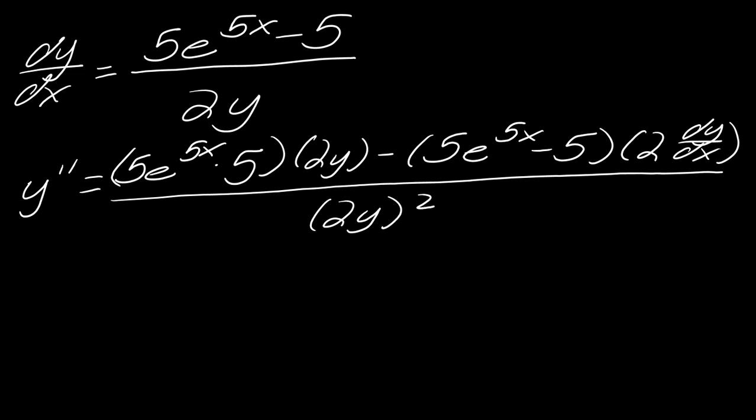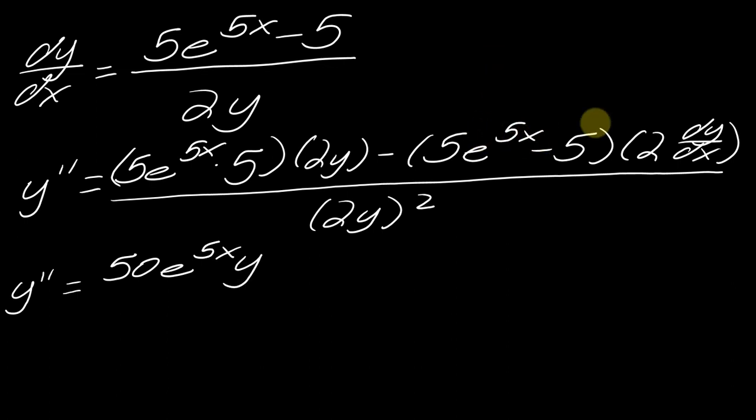Okay, so now you've got to make some choices about how you're actually going to simplify this. And this does become a little bit of an art form, so I'll walk you through this. This first part, I'm just going to multiply all of this together. So 5 times 2 times 5, that's going to be 50 e to the 5x y.